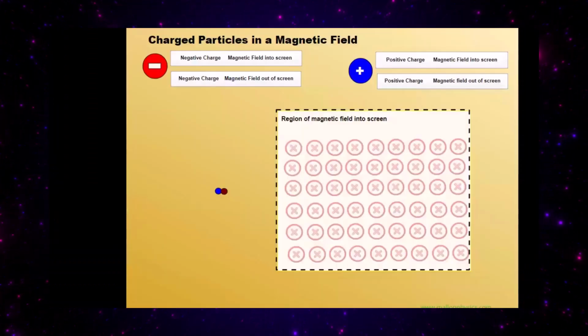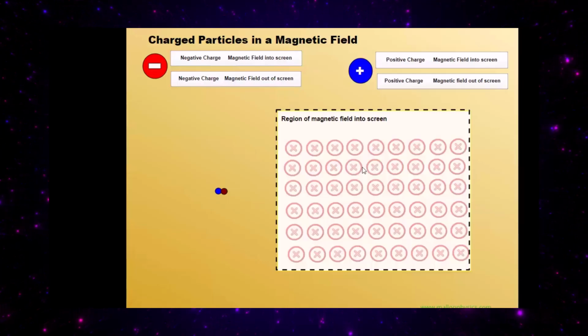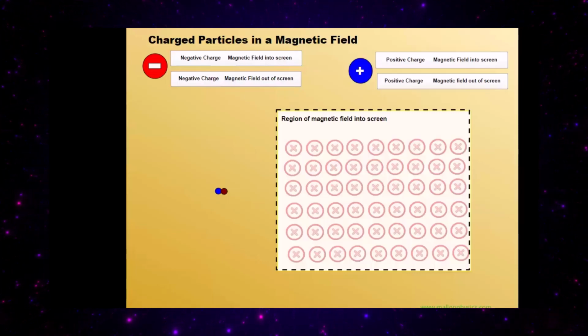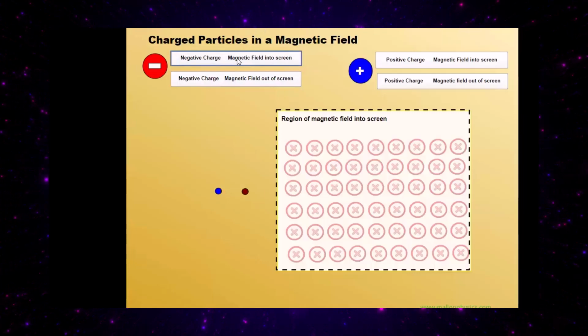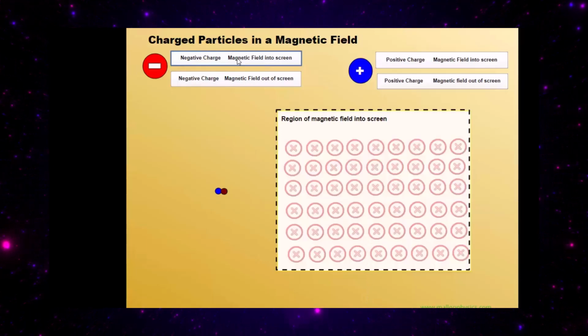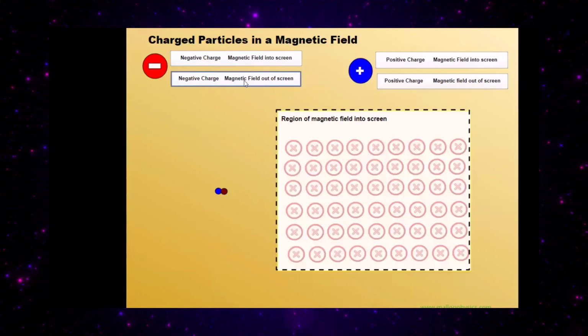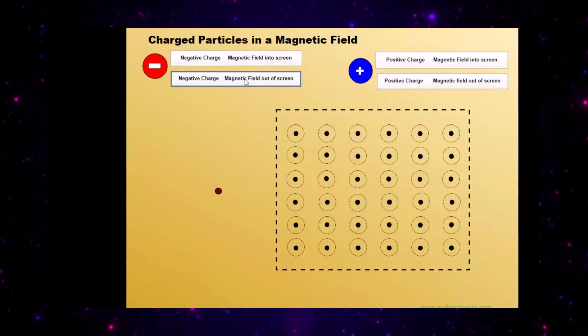And here's the simulation here. We have the magnetic field pointing into the screen, and we're going to fire an electron, which is a negative charge, and see where it goes. And it's going to be forced downwards. If we reverse the magnetic field so it's out of the screen like this, then the electron is going to go up. It's going to go the opposite direction.